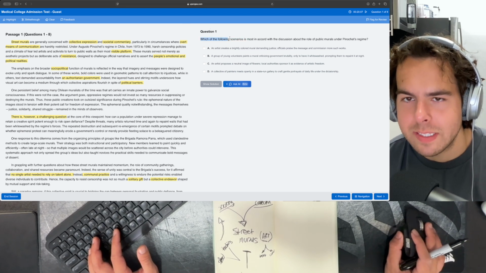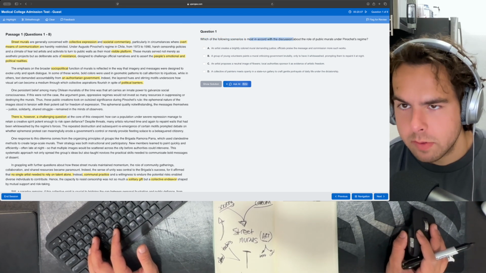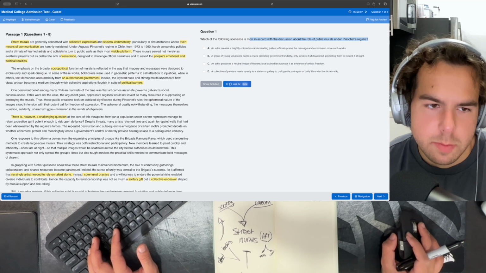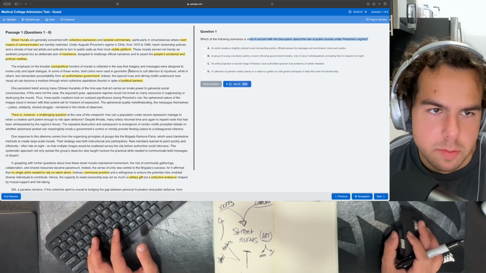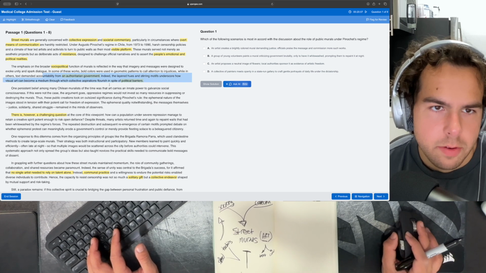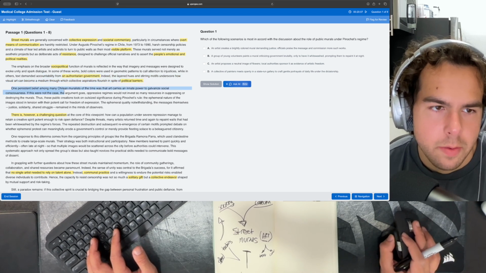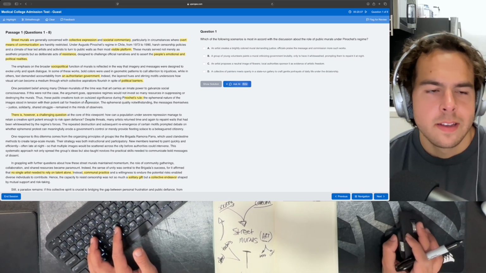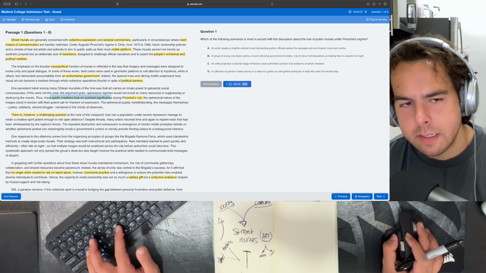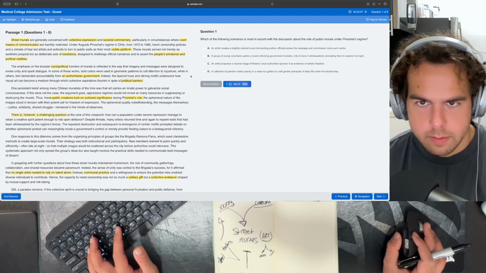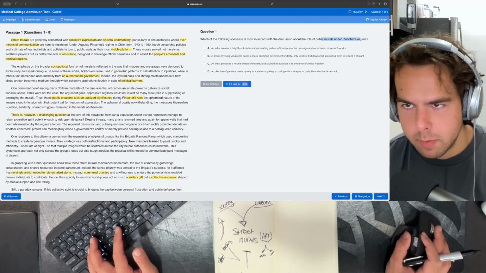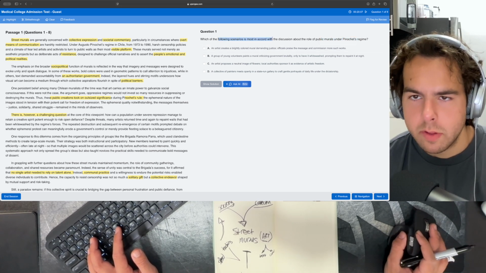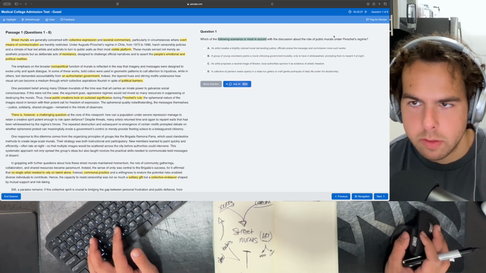Which of the following scenarios is most in accord with the discussion about the role of public murals under Pinochet's regime? Now remember Pinochet's regime here. You can see that it was mentioned. I think it was up here. Authoritarian government. Or no, next paragraph. Oh, here it is. Pinochet's rule. Ephemeral nature. Okay, so the art took an outsized significance during Pinochet's rule. So when we're talking about Pinochet's rule and the role of the public murals, which one of the answer choices is most in alignment with the discussion of that?